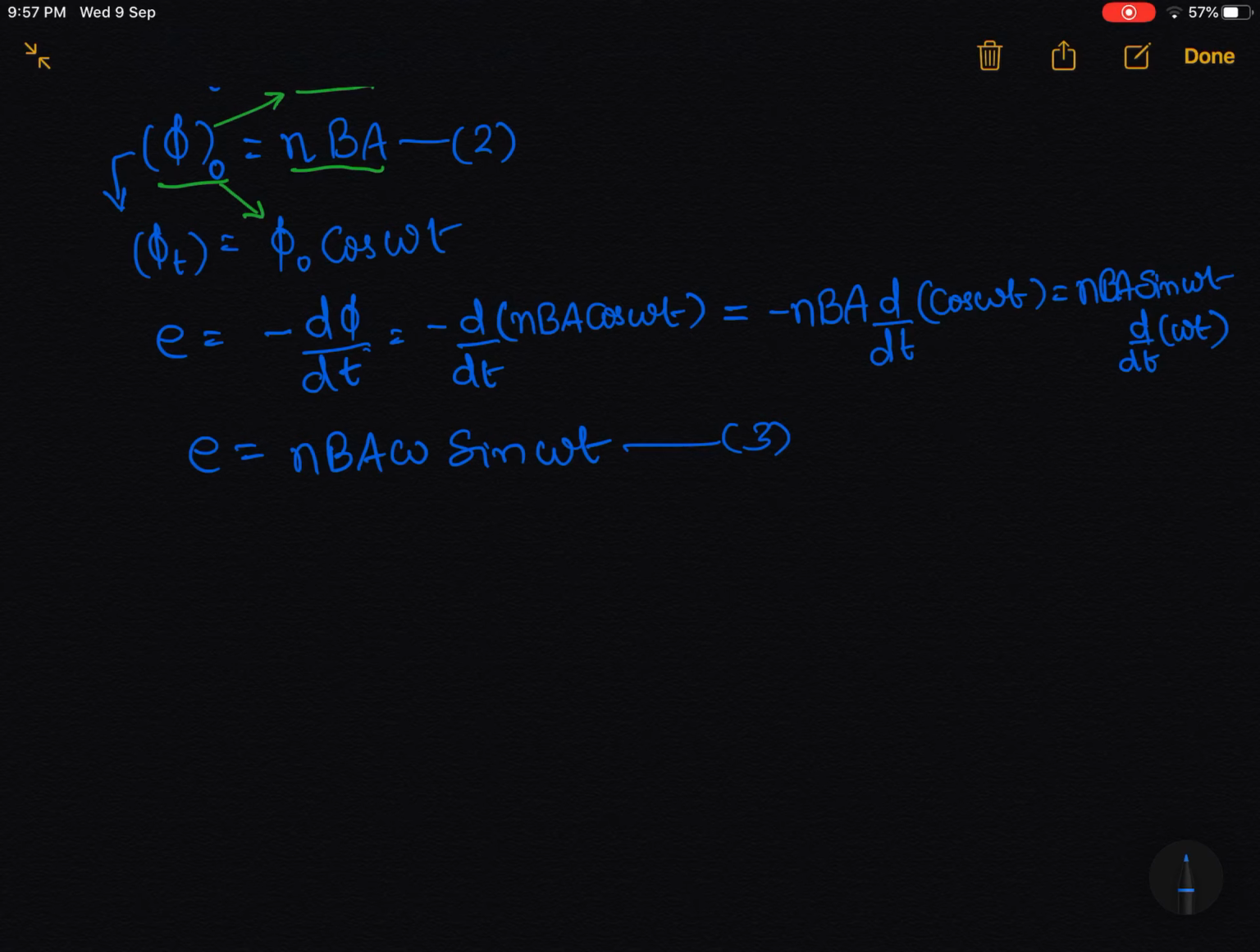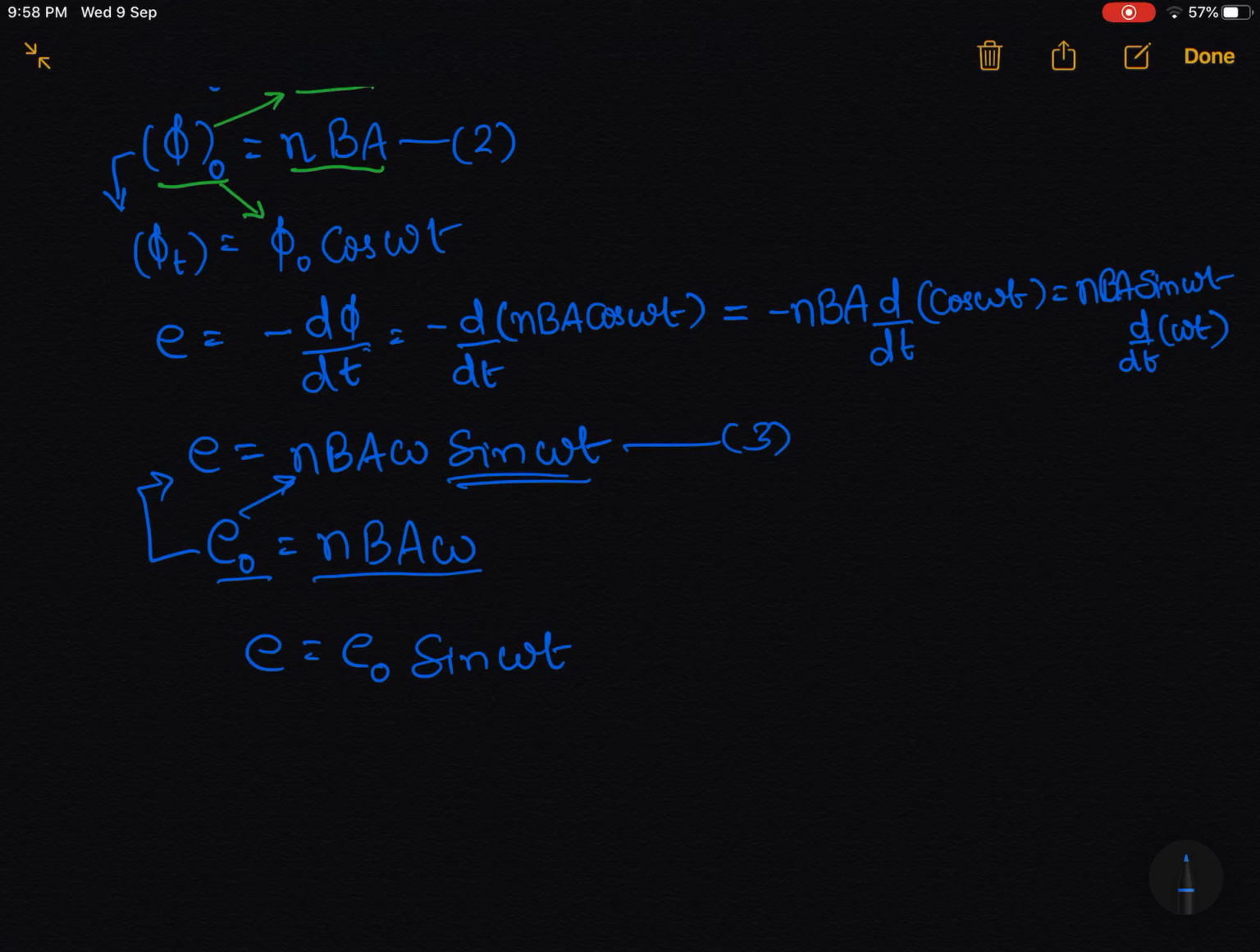Now for the peak value of EMF, sine omega t should be equal to 1, right? So E naught should always be equal to NBA omega when sine is equal to 1. But in our equation number 3, since NBA omega is equal to E naught, we get E equal to E naught sine of omega t.